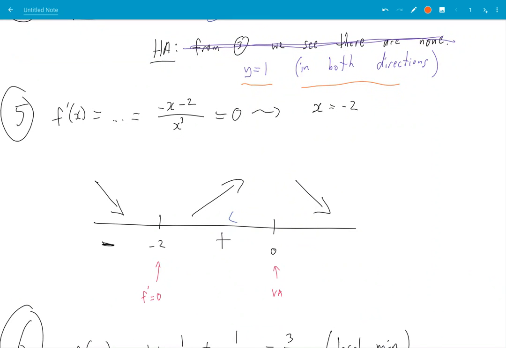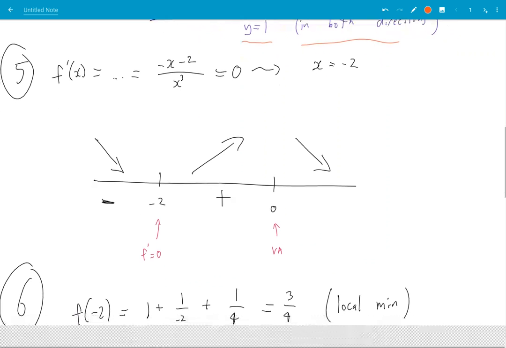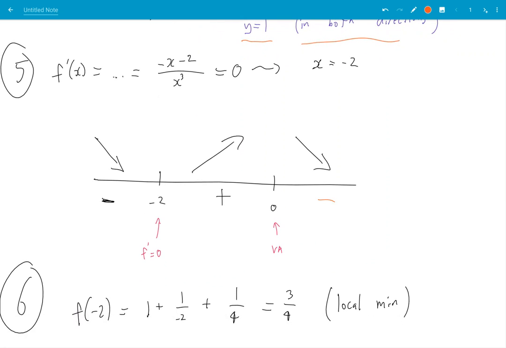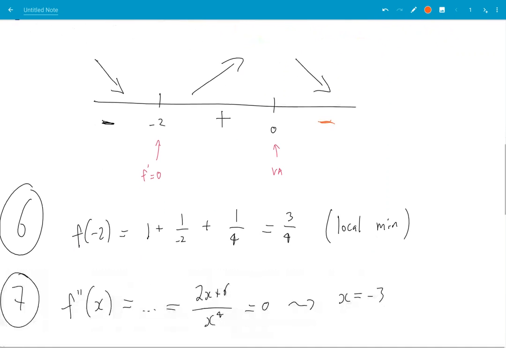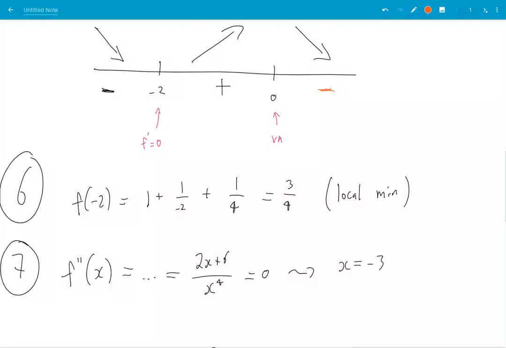Okay, what do I do? I just use test points to decide whether my function is increasing or decreasing. So I would probably do minus 3, minus 1, and plus 1 to get these arrows. Okay, so let's scroll. 6 and 7. Take a second, pause the video, write these down.